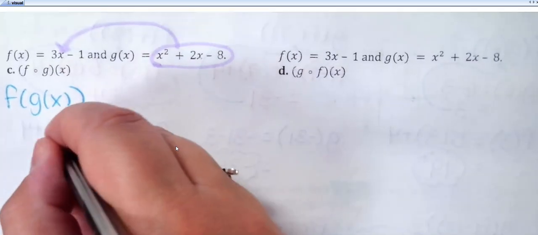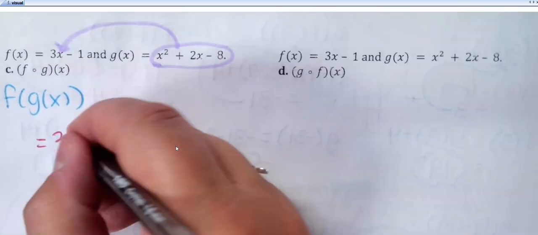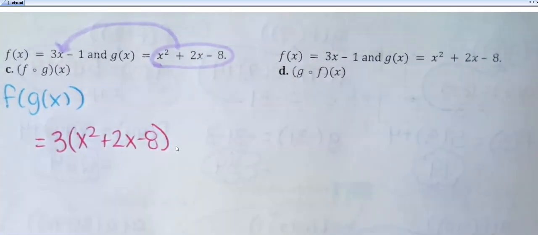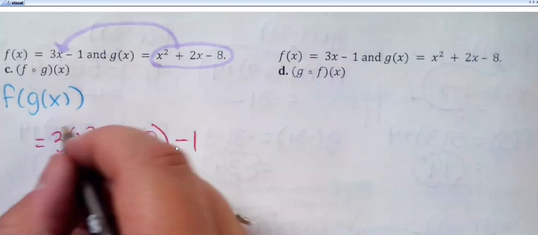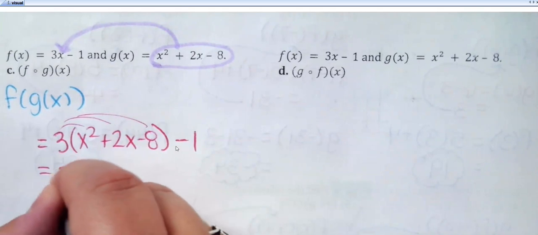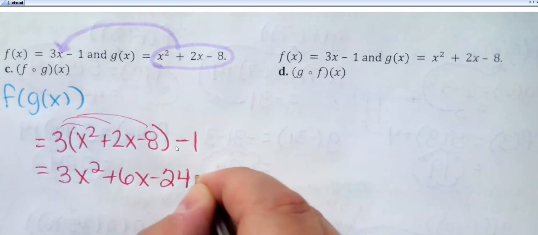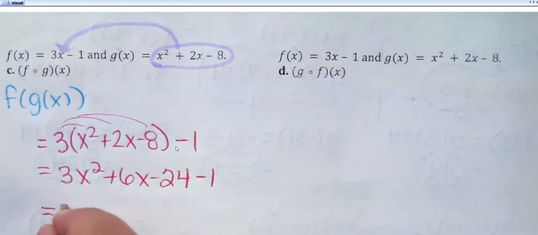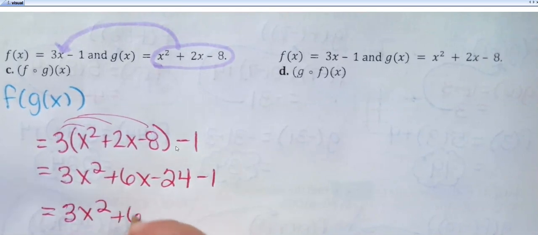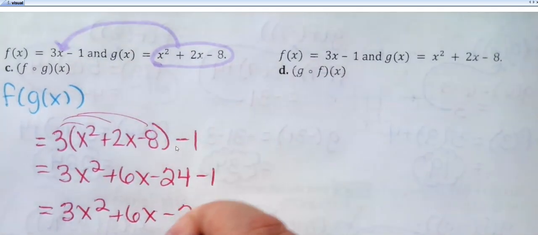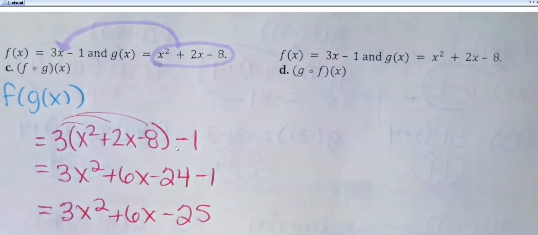So f of x is 3x, but instead of the x, we're just going to plug in x squared plus 2x minus 8. And then the rest of that just had a minus 1 with it. So if you can, which we can for this question, we want to simplify. Just a little distributive property. So I've got 3x squared plus 6x minus 24, and then the minus 1 on the end. The only other thing you could do there, you can actually combine the negative 24 and the negative 1. That'll give you negative 25. And then that would be my answer to compose those two together.